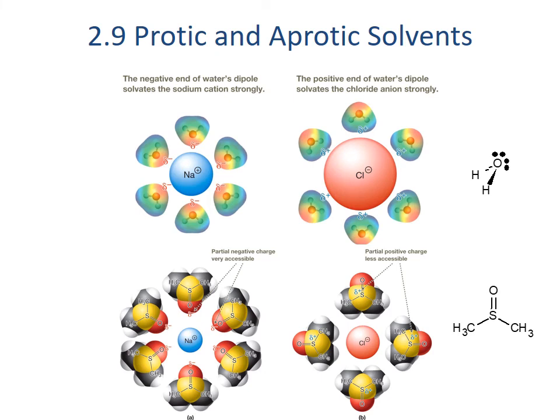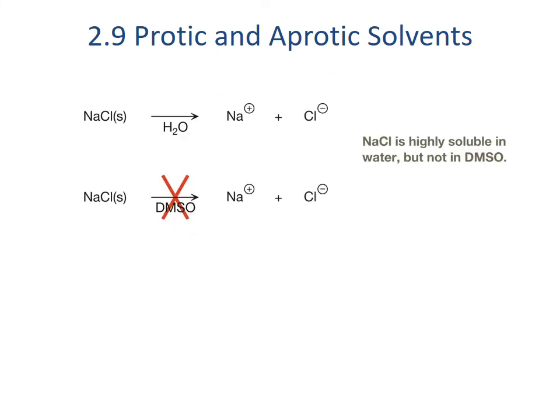But they tend to solvate anions less effectively because their positive charge is less available, which you can see on the right. This has an impact on what reactions are possible in a given solvent. One straightforward example is that ionic compounds are much more soluble in polar protic solvents.